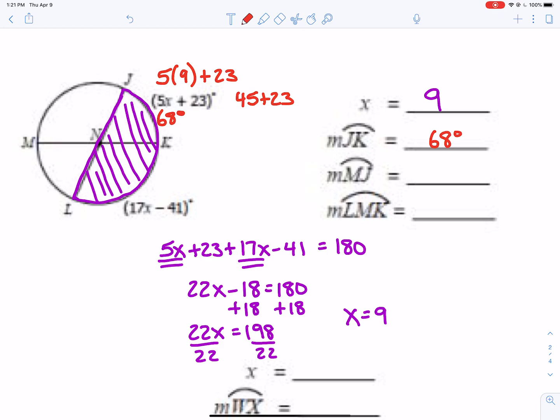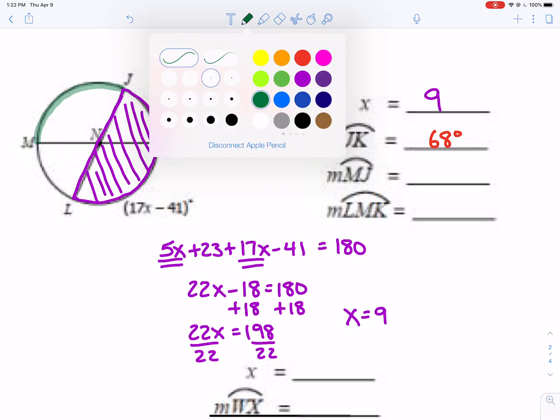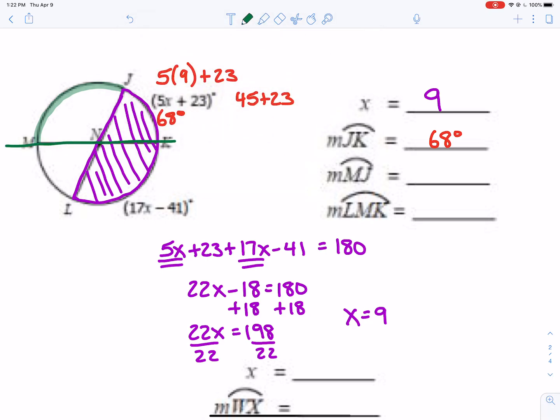And then we want arc MJ. So we could say arc MJ is this semicircle right here, or like half of our circle, minus the 68 degrees for JK would leave us with what's left. So 180 minus 68 would just be 112 degrees left for arc MJ.